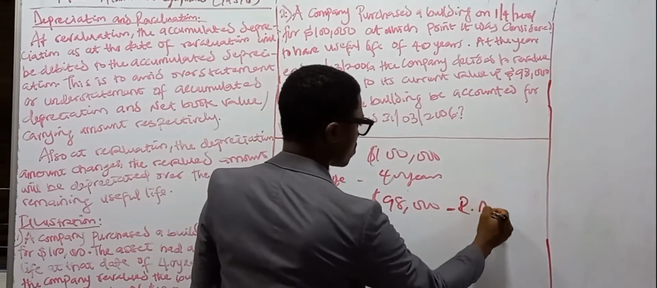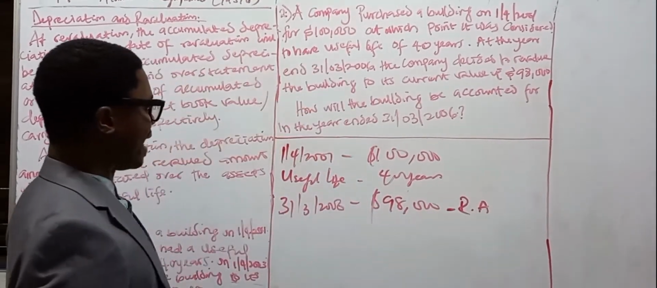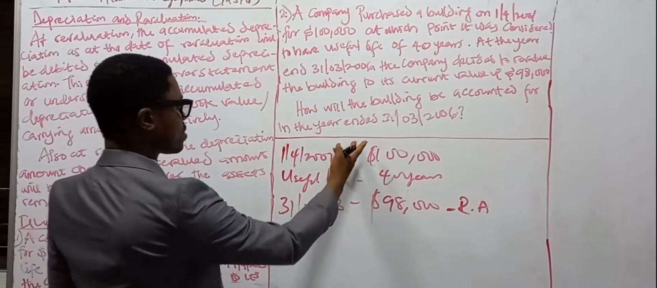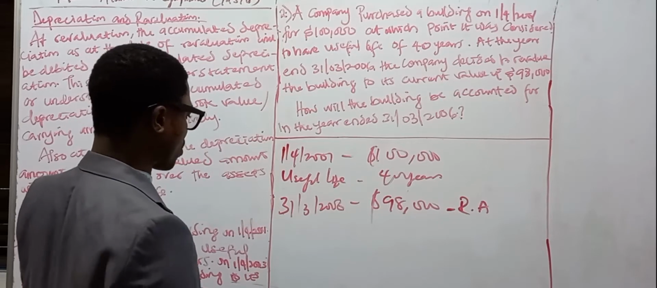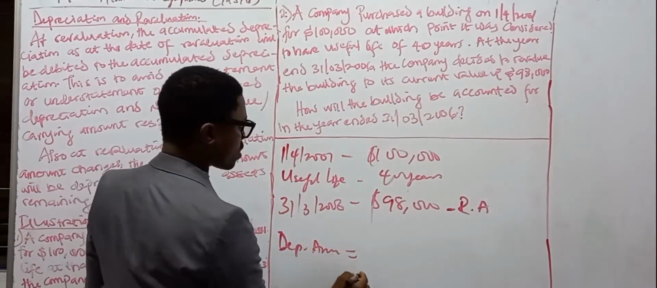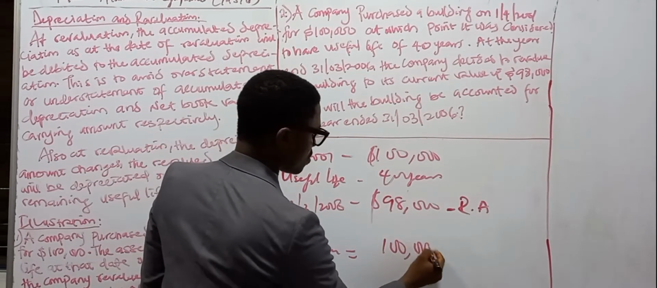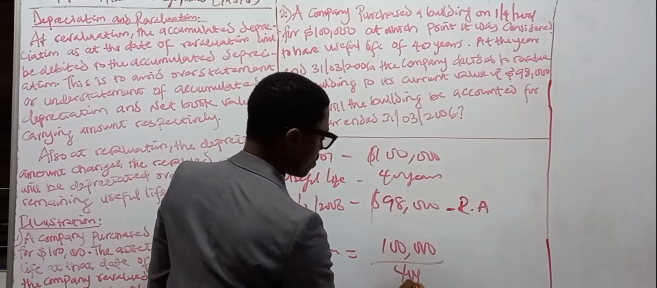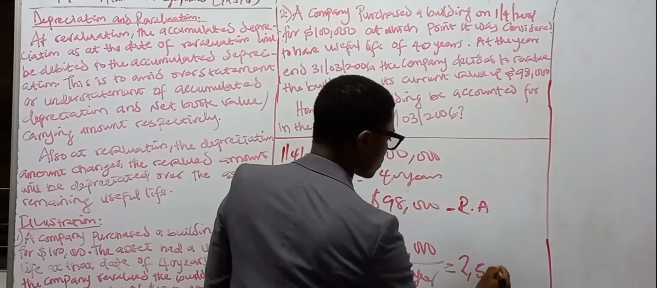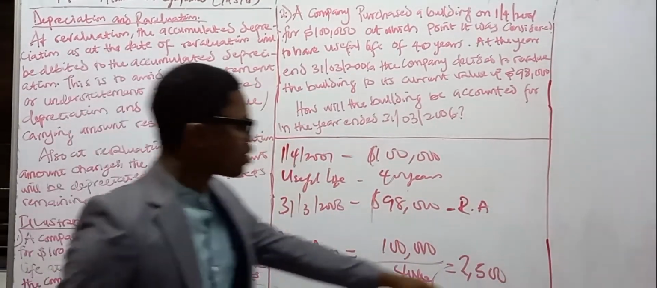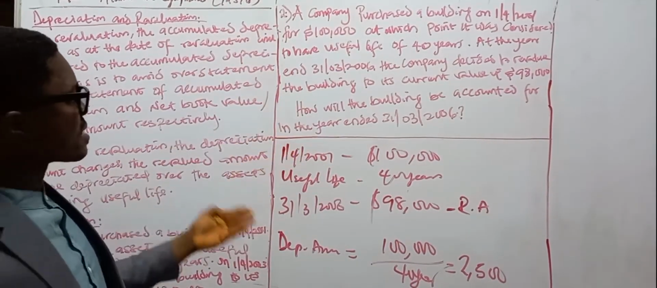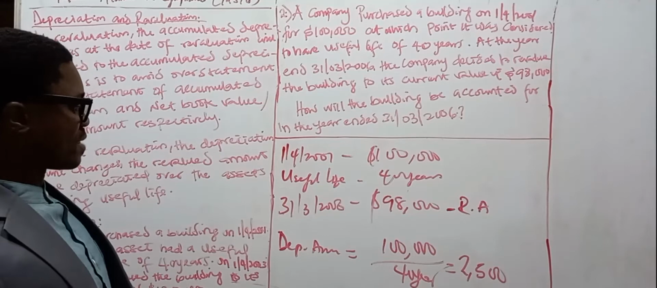How do we arrive at the carrying amount? The carrying amount will be the cost less the accumulated depreciation. So how do we know the accumulated depreciation? Depreciation amount equals 100,000 divided by 40 years. That means the annual depreciation will be 2,500. So if the annual depreciation is 2,500, 2002, 3, 4, 5, 6, that means at the end of 2006, it has spent 5 years.